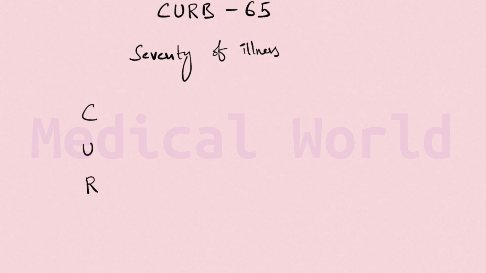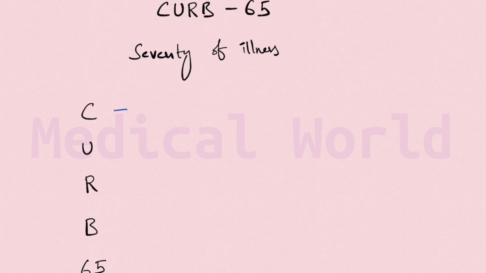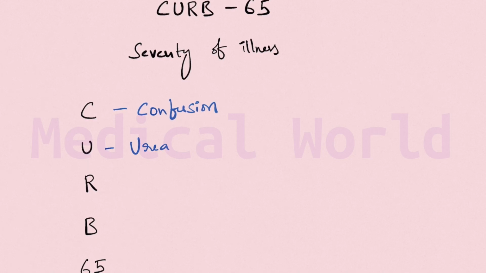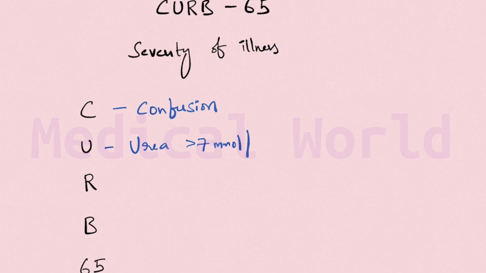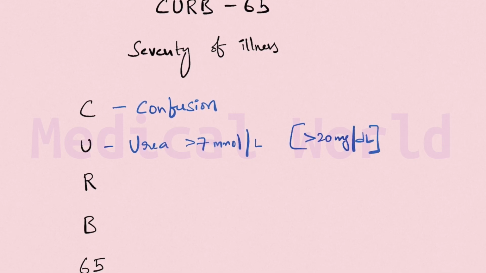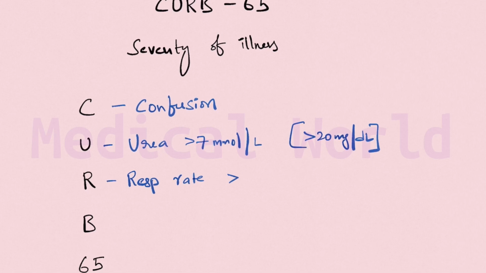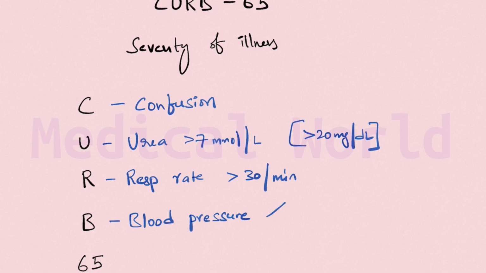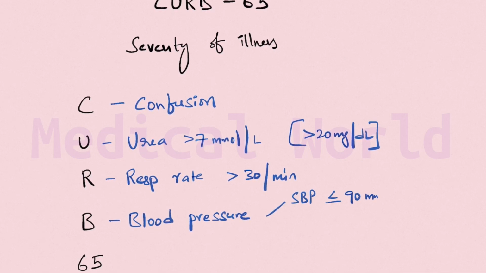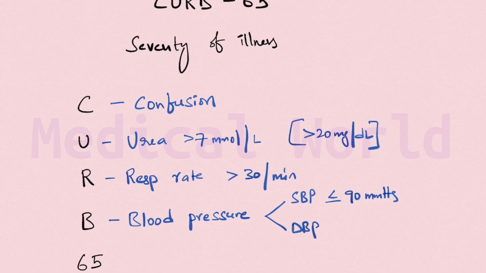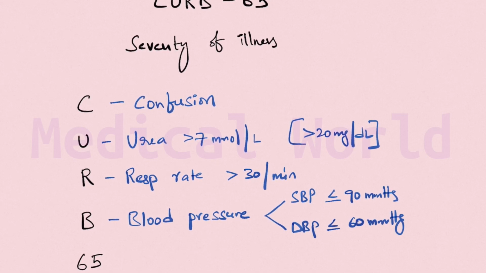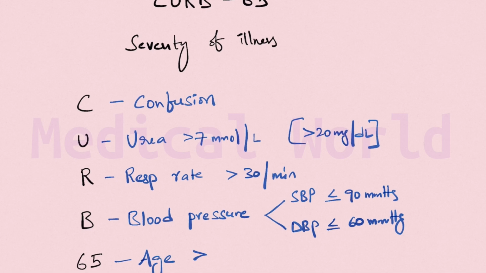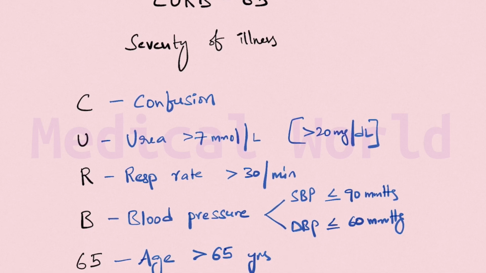Very simple to remember. C stands for confusion, U stands for urea more than 7 millimole per liter or more than 20 mg per deciliter. R stands for respiratory rate, which will be more than 30 cycles per minute. B stands for blood pressure, that is systolic blood pressure less than 90 or diastolic blood pressure less than or equal to 60. This is indirectly saying the patient is in septic shock. And 65 indicates the age is more than 65.